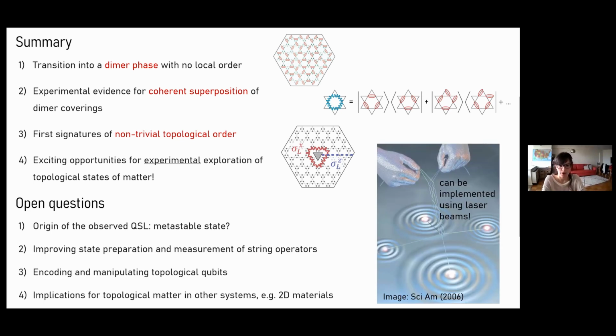I didn't have time to show this, but we know that this is not the ground state of the system that we're preparing. It's some non-equilibrium state. So we need to understand a bit better what is the origin of this state. We would like to improve the state preparation. But most interestingly, we're trying to understand how we can indeed encode both states of the topological qubit, how we can manipulate it and implement gates. And so there is a lot more interesting things coming.